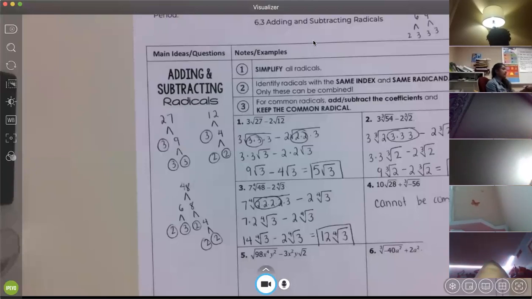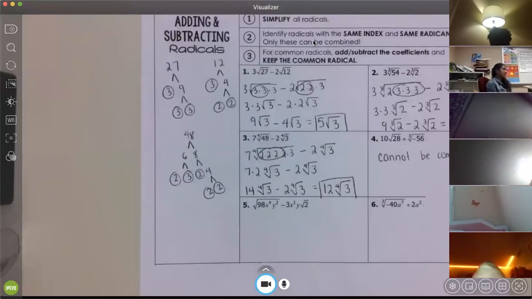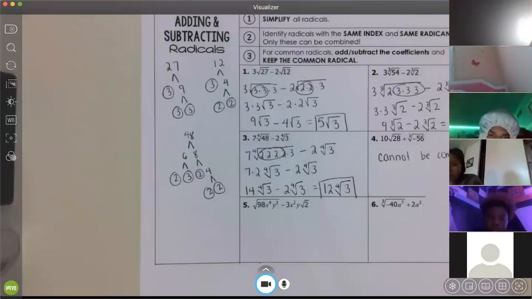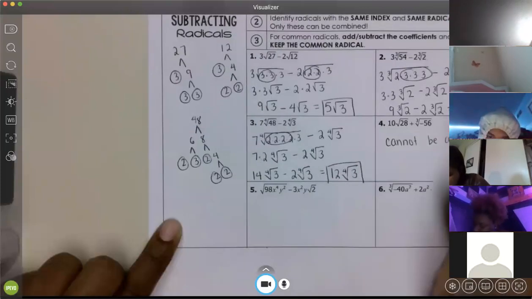All right, let's look at number 5. We've got the square root of 98x to the 4th y squared minus 3x squared y square root of 2. So this is a little bit different because now we have variables, but it's the same idea. You first want to check if you have the same index. What do you think, Nancy? Yes, you do. What is the index? 2, good. So we have the same index, so let's just go ahead and break down the radicals.